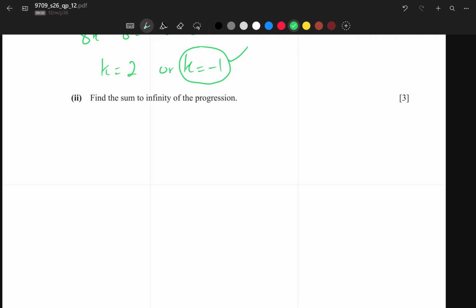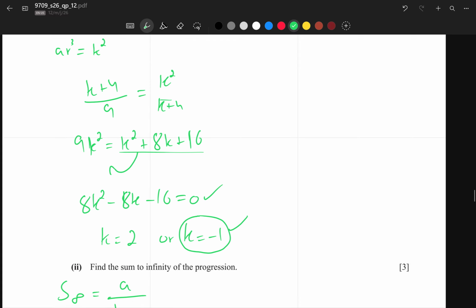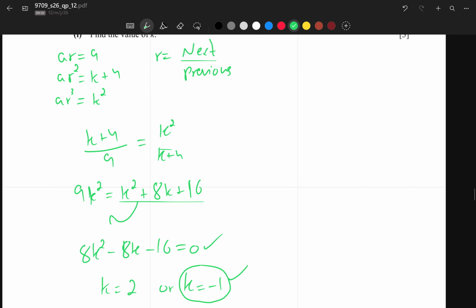Find the sum to infinity of the progression. The formula is S of infinity is equal to a divided by 1 minus r. For that we'll have to find the value of r. Let's use this equation, k, which is equal to minus 1, plus 4 divided by 9, which is equal to 3 by 9 or 1 by 3.